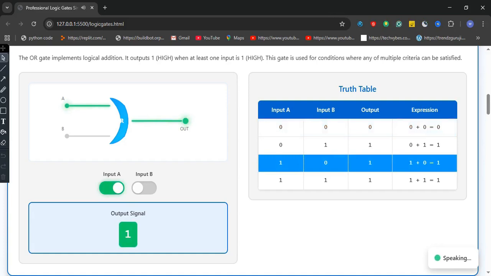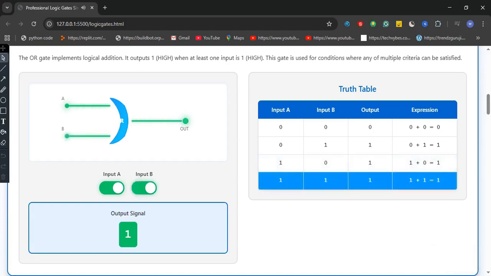OR gate input A is set to high. At least one input is high, so OR gate output is high. OR gate input B set to high. At least one input is high, so OR gate output is high.